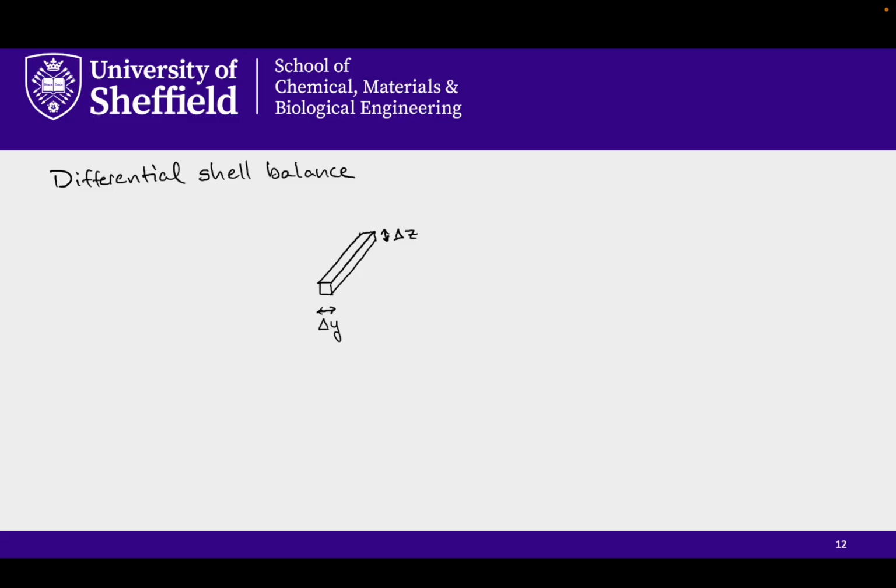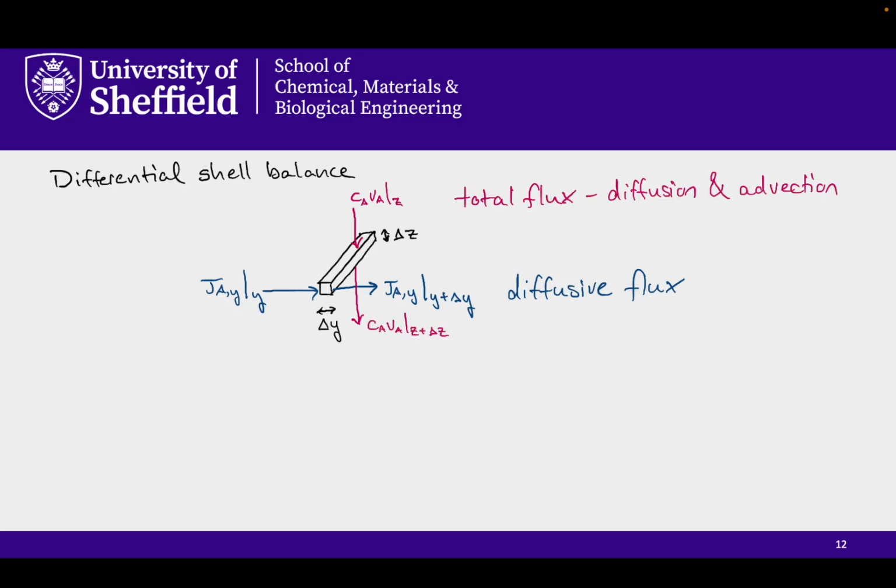So here's our unit, and we know that there's a flux of oxygen from the oxygen-rich interface through the thickness of the film. So we've got a diffusive flux, which we write as JA. We also know that oxygen is going to be both fluxing and advecting in the vertical direction due to the flow of water. And so we'll write that total flux as CAVA at z and CAVA at z plus delta z. And that includes both advection and diffusion.